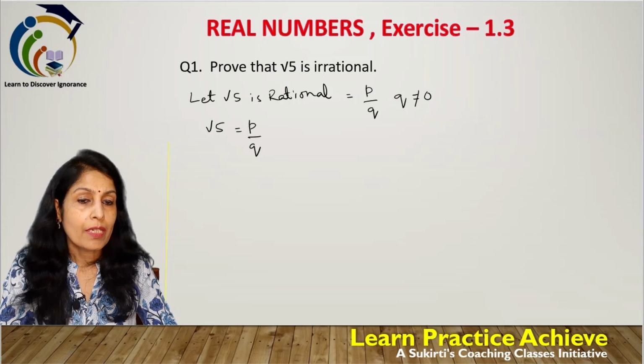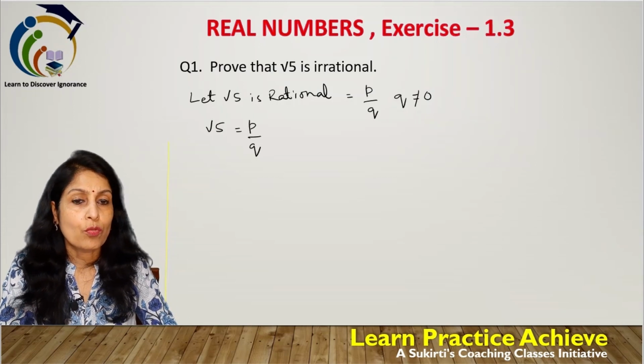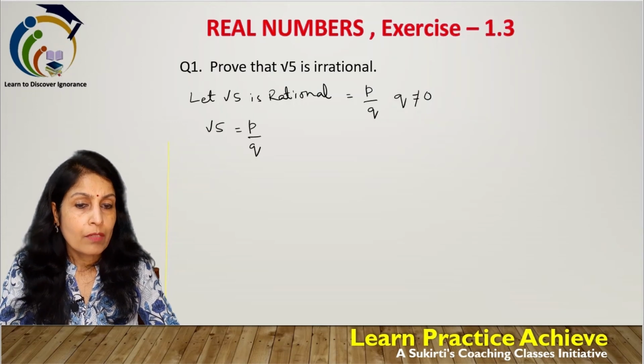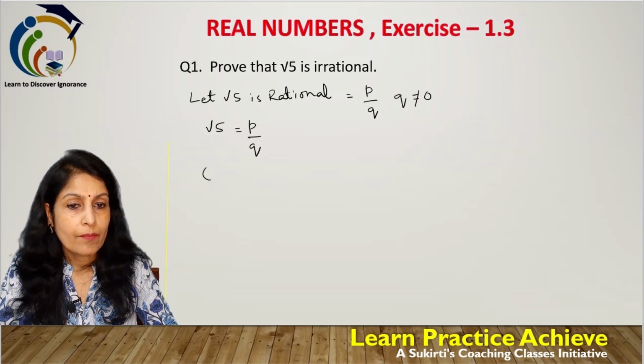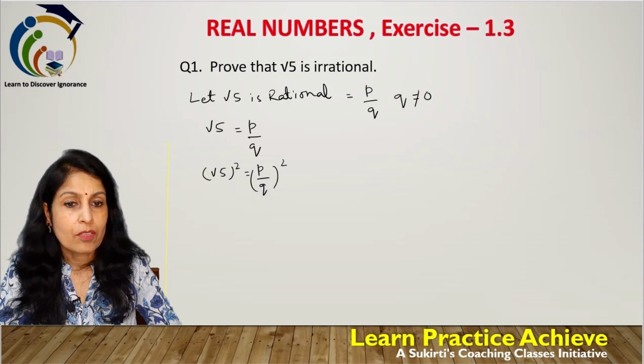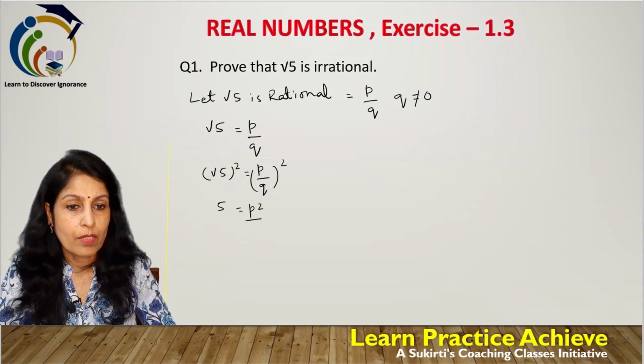So if we take root 5 is equal to P upon Q and square both the sides, then what we will get? Root 5 square is equal to P upon Q square, that is 5 is equal to P square upon Q square. And if we find the value of P square, then 5Q square is equal to P square.